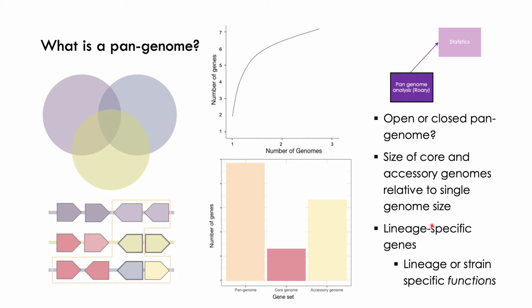And then lastly, and I've already touched on this, we'll often want to be looking for lineage-specific genes. And again, what we're really looking for in that case is lineage or strain-specific functions. That might relate back to ecological niches, to hosts or disease phenotypes. It might relate to outbreak strains versus endemic strains. There's really a plethora of questions that you can use this type of analysis to answer.